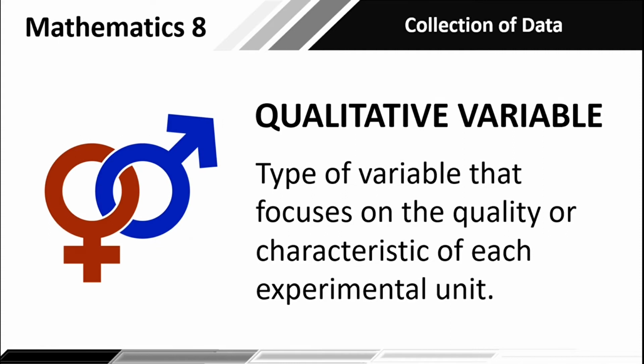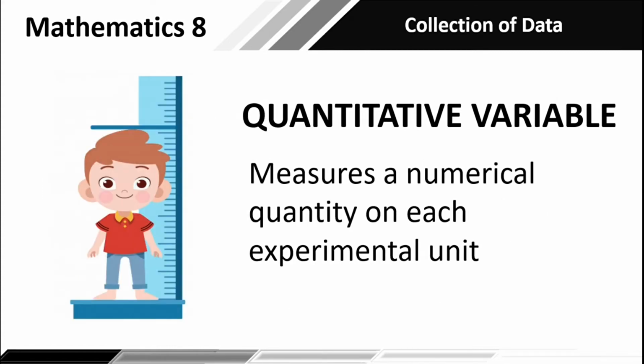There are two types of variable. The first one is the qualitative variable. This is a type of variable that focuses on the quality or characteristics of each experimental unit, while the other one is called the quantitative variable. It measures a numerical quantity on each experimental unit.